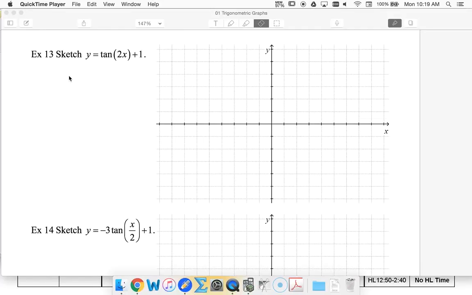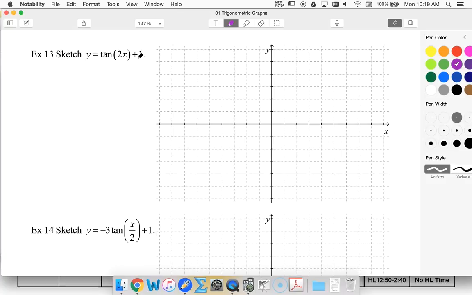Right, now we're looking at making the graph of y equals tan 2x plus 1. So this time our 2 is a b value. So we've got b is equal to 2. Let's pick a different color here. This implies now that our period is going to be equal to pi divided by 2. So the normal period for tan is pi, and then dividing by my b value makes my period pi over 2.